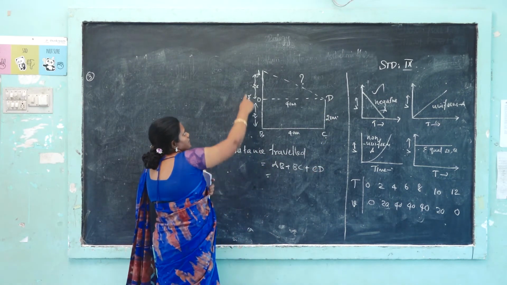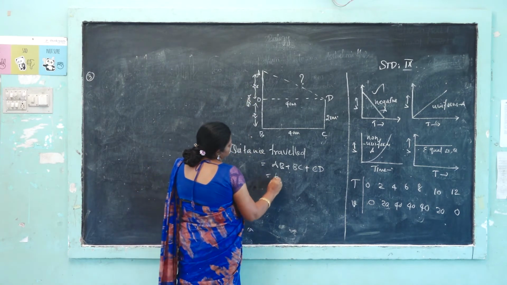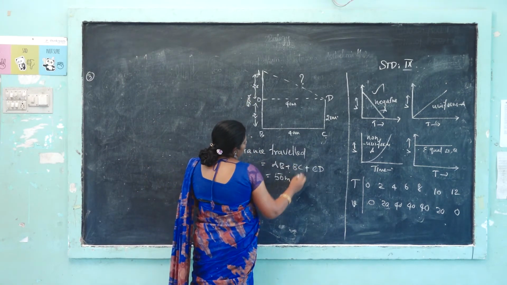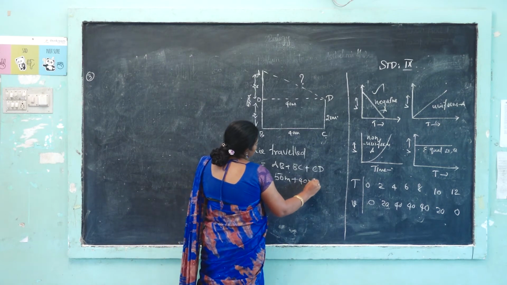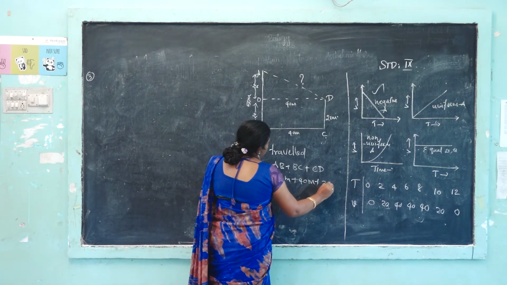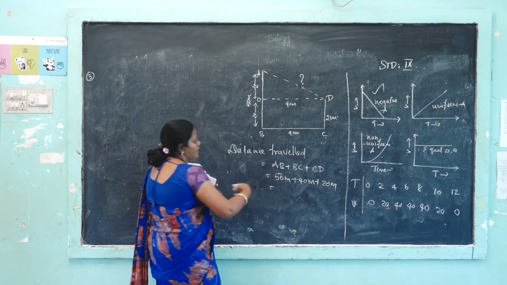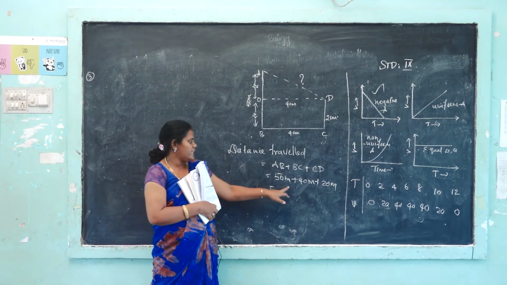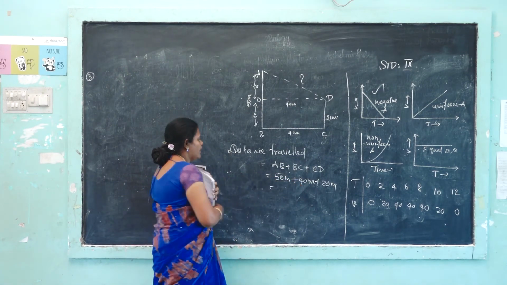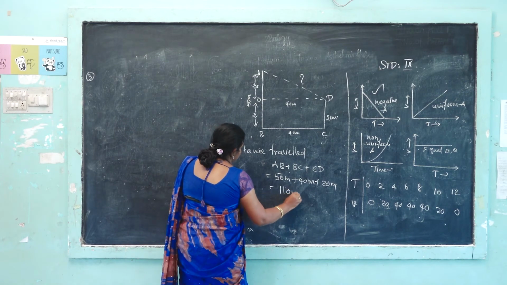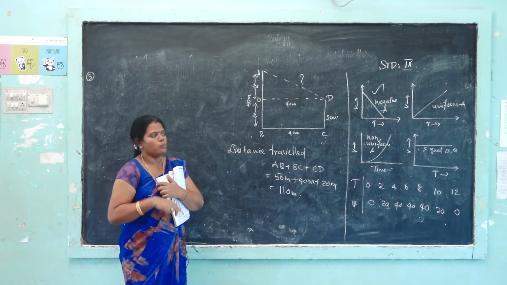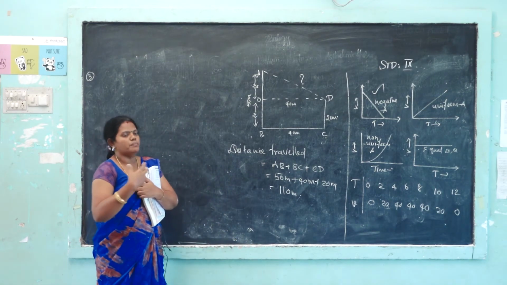So what is the AB? 50 meter. What is BC? 40 meter. What is CD? 20. Clear, na? So add all the values. 50 plus 40, 90. 90 plus 20, 110. So the boy has covered 110 meter from A to D.